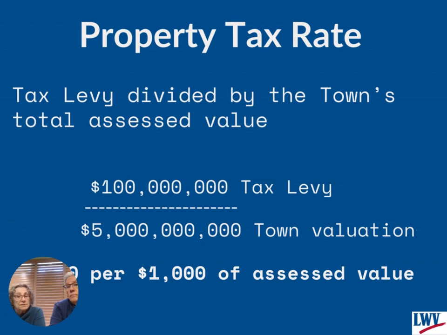Now that we have the tax levy, we can calculate the property tax rate. We'll try to keep the math simple here. If the town needs to raise $100 million in property taxes to cover its expenses, and the property in the town is assessed at a total of, say, $5 billion, we have a tax rate of $20 per $1,000 of assessed value. Note that some towns have different tax rates set for different classes of property, and the calculation shown here would be modified to show the different rates for the different classes.